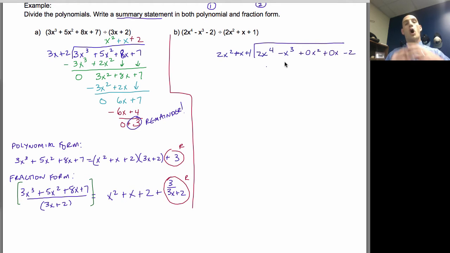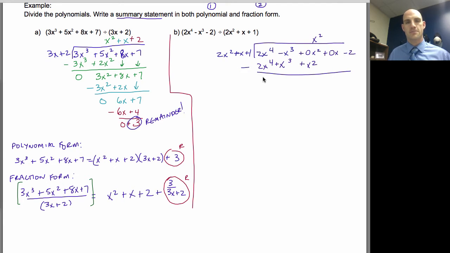Okay? And so I need to open this up and have all of my place values, or all of my powers of x, as it were, represented so that I have a place to put the answer. Because when I look at 2x squared and I look at 2x to the fourth, I've got to multiply this by x squared. So in order to accommodate that, I've got to have a spot for it. So x squared times 2x squared would be 2x to the fourth. X squared times x would be x cubed. X squared times 1 would be x squared.